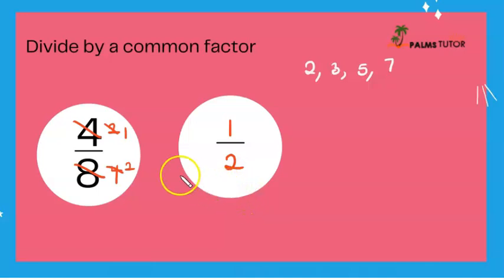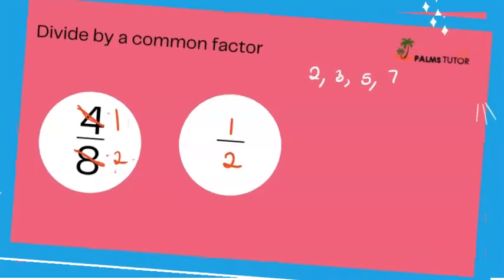I can as well divide this straight by 4 without having to go through 2 stages, like using 2's, right? I can divide it by 4 straightforward because 4 is a common factor of 4 and 8. 4 goes into 4 in 1 place, and 4 will divide 8 in 2 places. You see, we have 1 over 2.